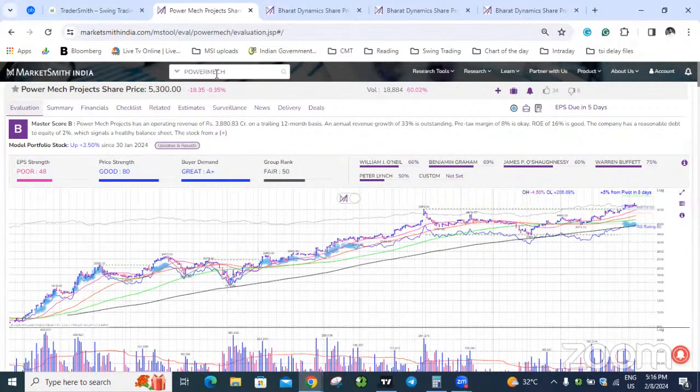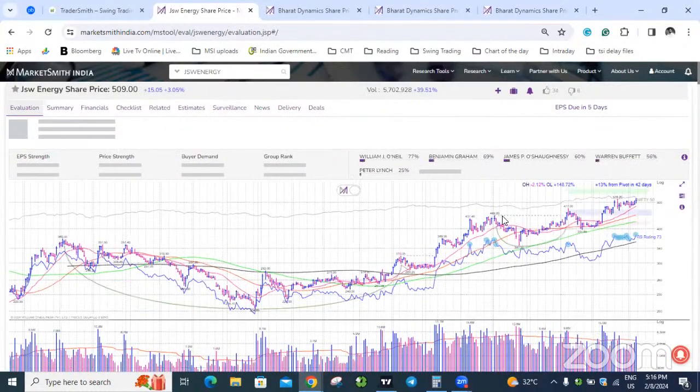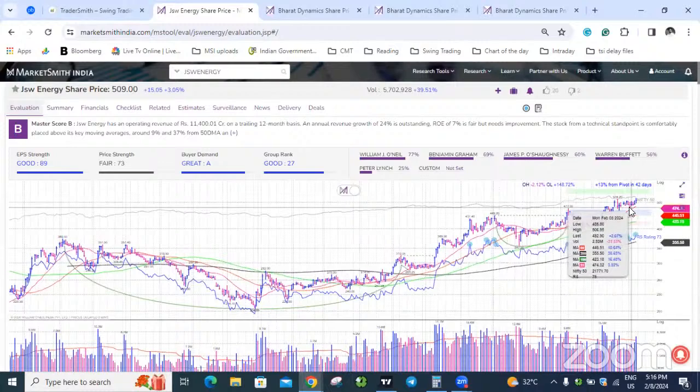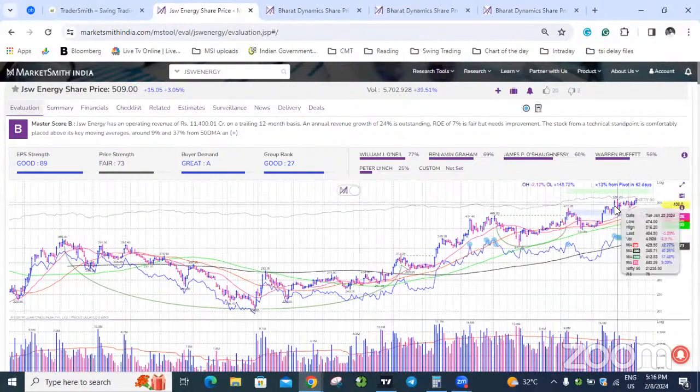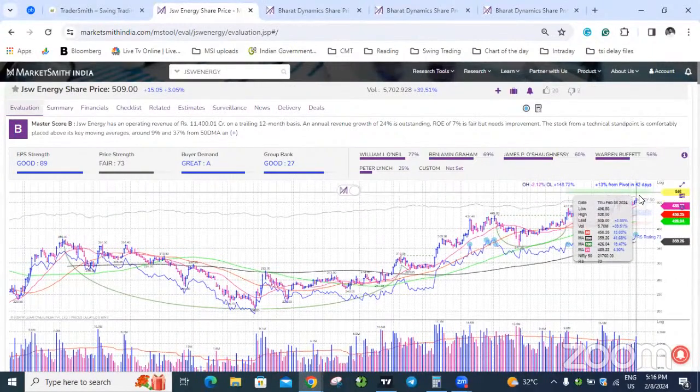And the next one is JSW Energy. It is trading in a sideways range after the breakout from a cup base pattern. So it is trending positively and making a tight area for the last 1-2 weeks. So continue to ride this trend.